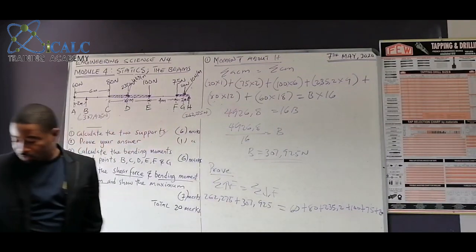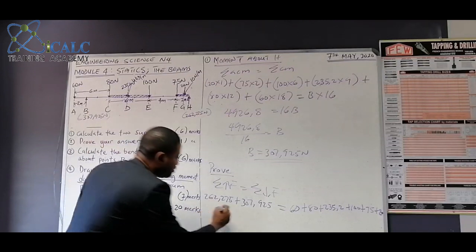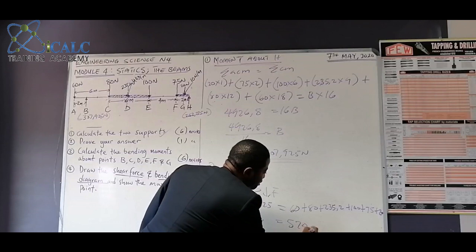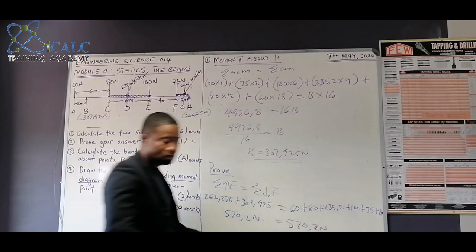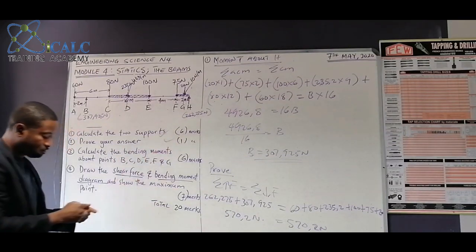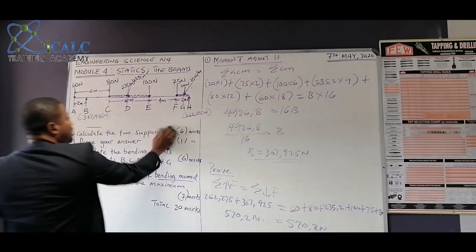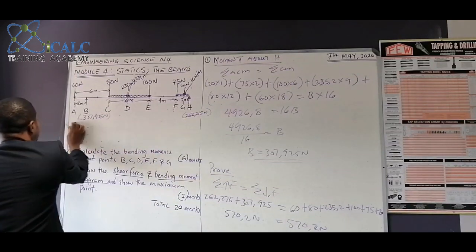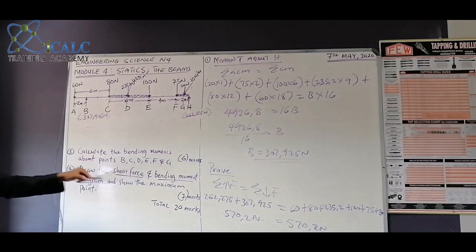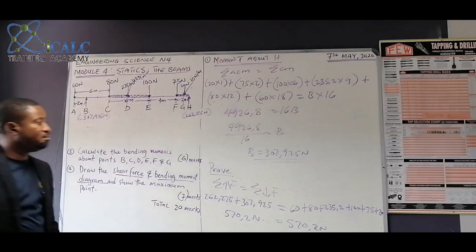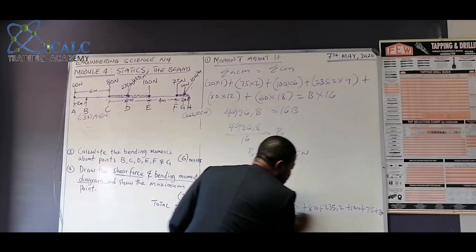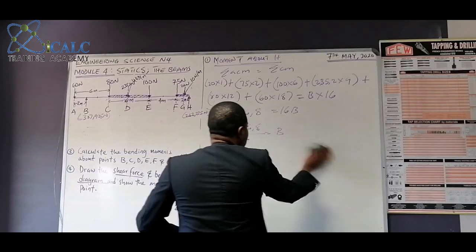So if we check how much do we have here, we shall have 570.2 Newton will be equals to 570.2 Newton. So that is our proof for 1 mark. And then we can go to question number 3 now. They say we should calculate the bending moment about point B, C, D, E, F, and G.